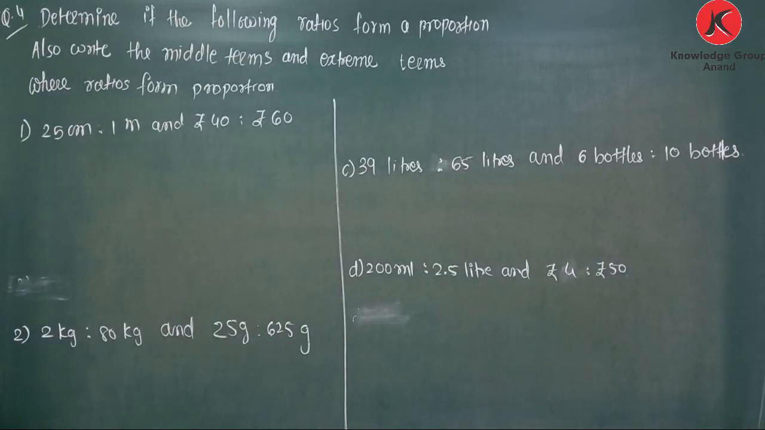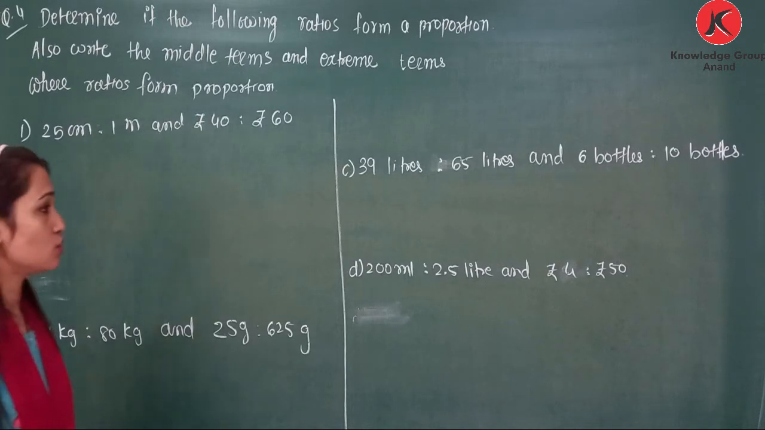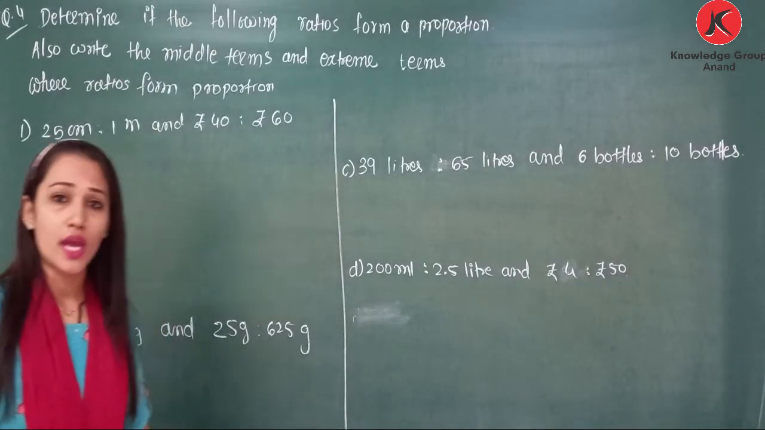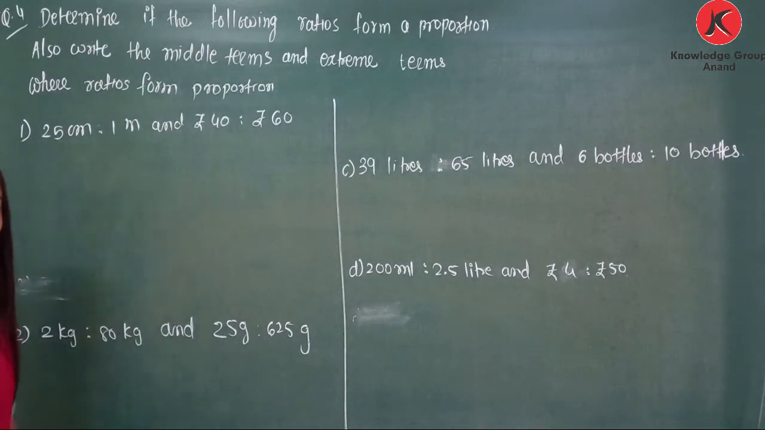Now next question, question number 4. Determine if the following ratios form a proportion. Also write the middle term and extreme term where the ratios form the proportion. Means first we need to find whether the ratios are in proportion. If they are in proportion, then we get the middle term and extreme term. So we need to write which are the middle terms and which are the extreme terms.